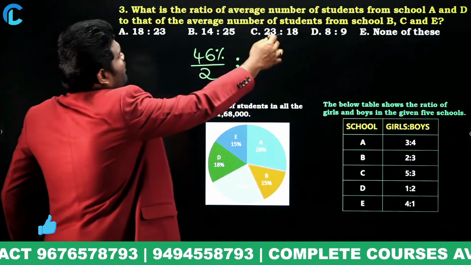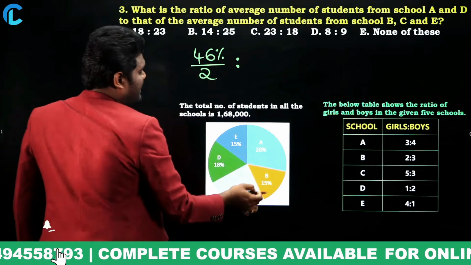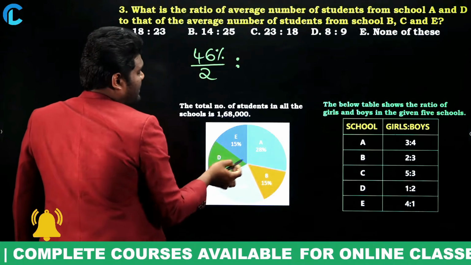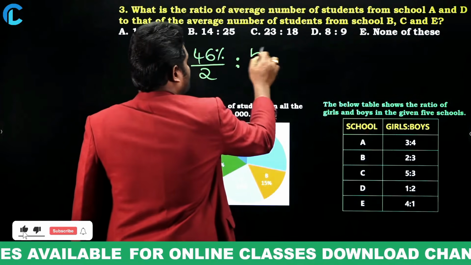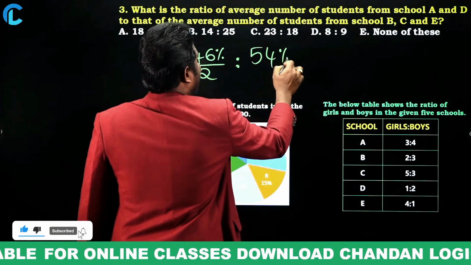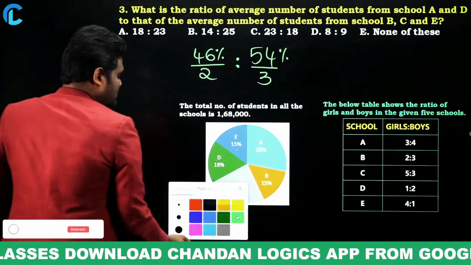Next, the average number of students from B, C, E. B is 15, C is 24, E is 15. So 15 plus 15 is 30, 30 plus 24 means 54. So this is 54%. Here we have 3 schools, so divide by 3. Is that clear?